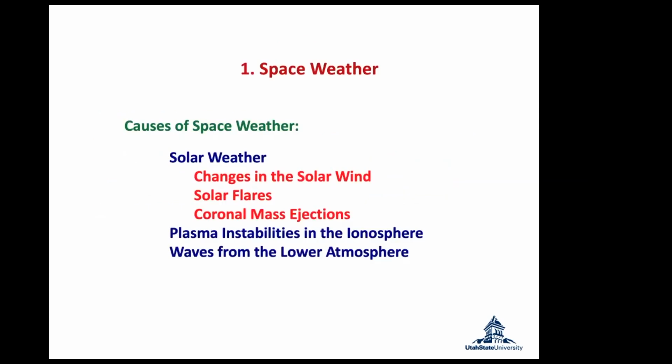The first topic is space weather. What are the causes of space weather? Well, one of the main causes of space weather is solar weather. There are changes in the solar wind, there are solar flares, and there are coronal mass ejections. And in addition, you have plasma instabilities in the ionosphere and waves propagating up from the lower atmosphere.